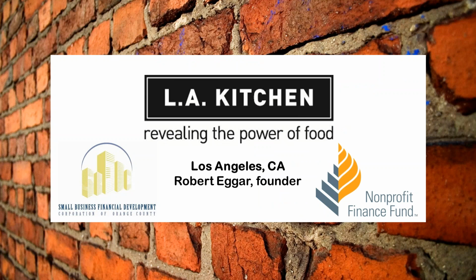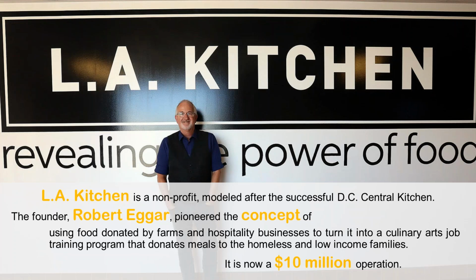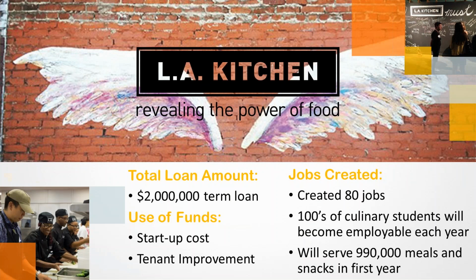An example of a nonprofit that we were able to help was LA Kitchen. LA Kitchen came to the Los Angeles area last year. The same owner, Robert Eager, had DC Kitchen in Washington, D.C. His model uses donated food from farms and the hospitality business. So hotels that have additional product, it's all good food products, are donated to a culinary institute where culinary students prepare the food, and then they donate those meals to either the homeless or to low-income families. And they took out a loan for $10 million to start their operation.